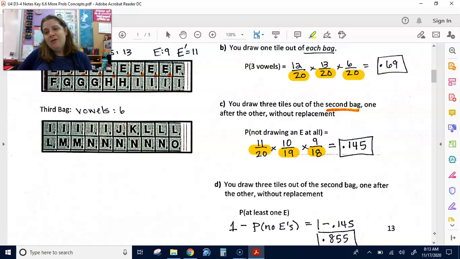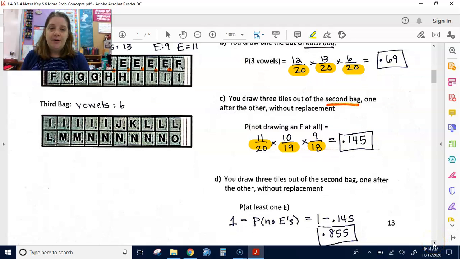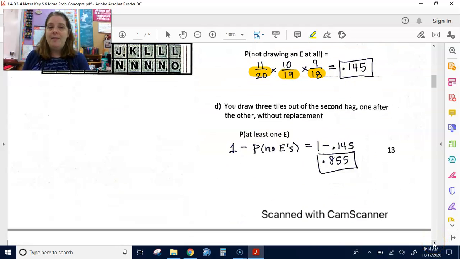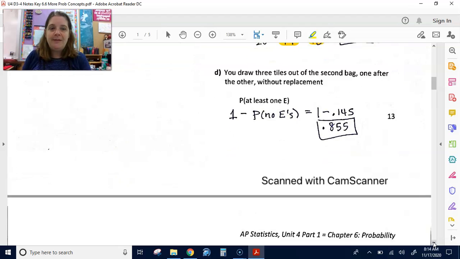Okay. Now you want to be careful because trying to calculate the probability of drawing 3 tiles and getting at least one E can be a little difficult because it could be the first E, or it could be the second E, or it could be the third E, or it could be these two, or those two, or all three. There are a lot of different ways to calculate at least one E. Okay, but there's only one way to do no E at all, which is why this is easier. All right, so we end up with 1 minus that not going to happen probability, which is 0.8551.